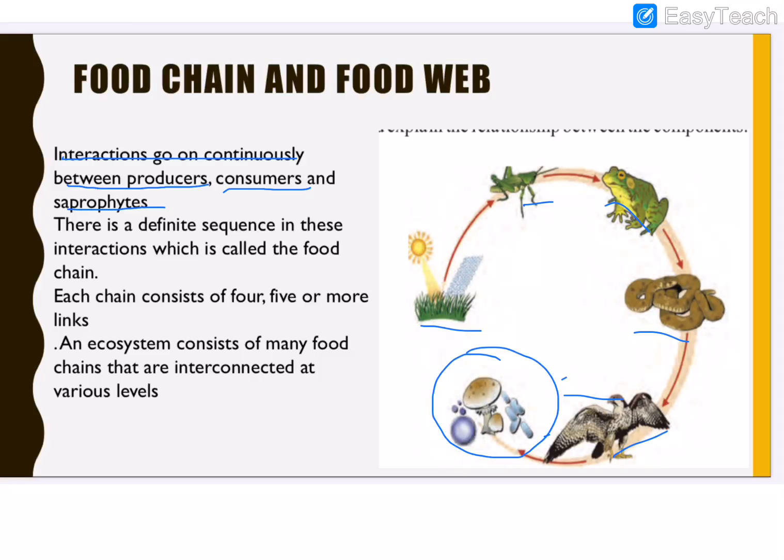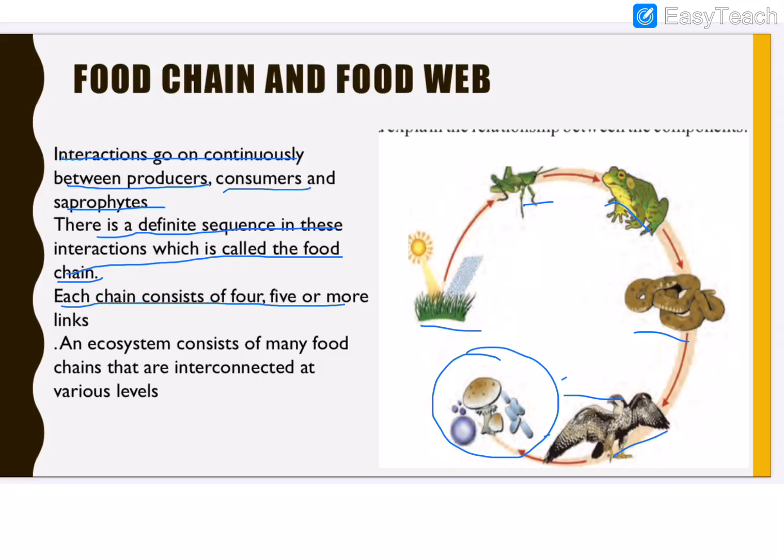And you can see this goes in a sequence: first comes a plant, then grasshopper, then frog, then eagle. So there is a definite sequence, means the order cannot be changed. Like an eagle cannot eat grass, or a frog cannot eat grass, and an eagle is not consumed by a snake, or an eagle cannot consume a grasshopper. So there is an order in which the food chain happens. There is a definite sequence in this interaction, which is called the food chain. So the definite sequence in which the interaction between organisms for food happens is called the food chain.